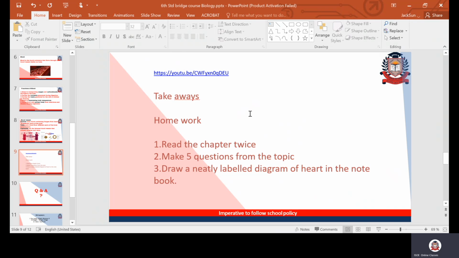And what is the homework today? Homework is to read the chapter twice, make 5 questions from the topic, and draw a neatly labeled diagram of the heart. Children, it's very important that you revise the topics we teach every day, and make sure that you maintain a notebook and do all the work in the notebook. Don't write one day on one paper and another day on some other paper.